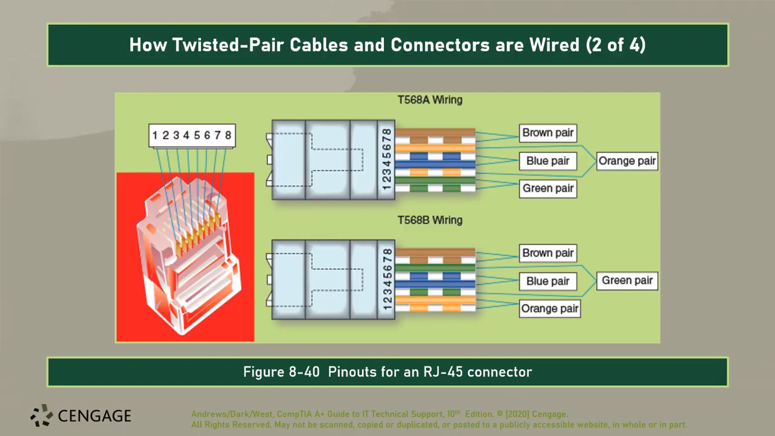Now for 568B, this is largely the same. All we're going to do is transpose, as I said, the transmit and receive. So orange and green are going to switch places. So the orange and white switches with green and white, and the orange solid switches with green solid. So 2 switches with 6, and 1 switches with 3. Very easy to accidentally mess up. So you always want to make sure you got some practice in.